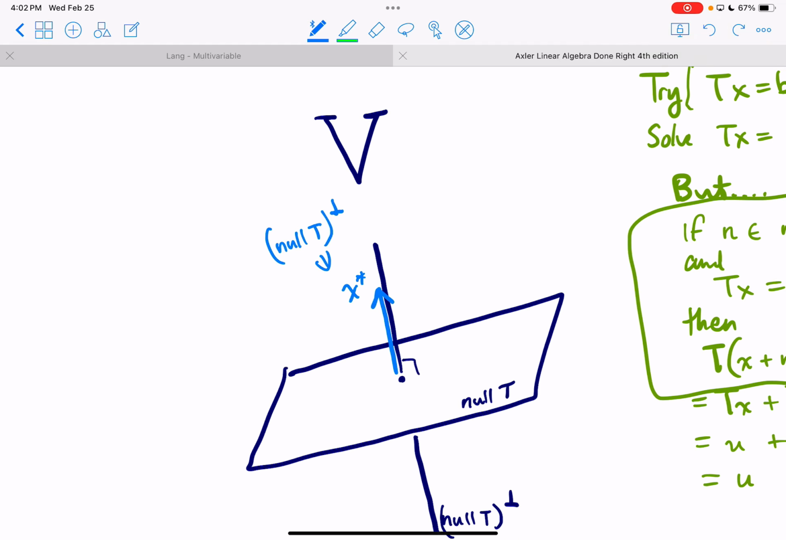For example, I could choose anything in the null space. Like that pink N. And then I add it, and I get x star plus n. And x star plus n is also a solution, right? Like if I apply T to x star, I will get u. And if I apply T to x star plus n, I will get T x star, which is u, plus T n, which is 0. I will get u again. I will get the right vector again.